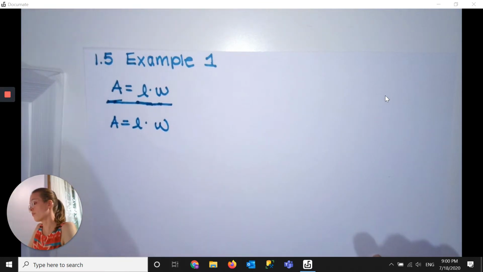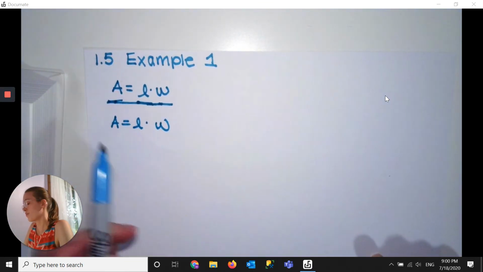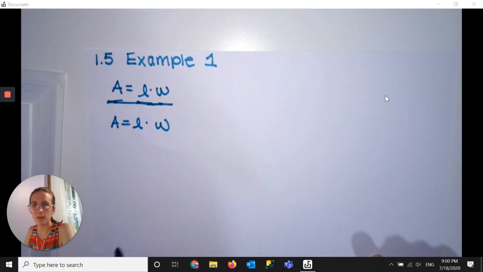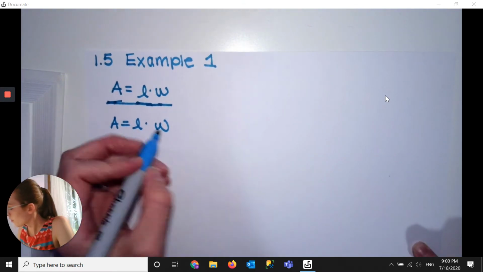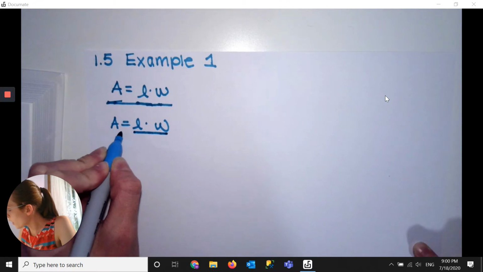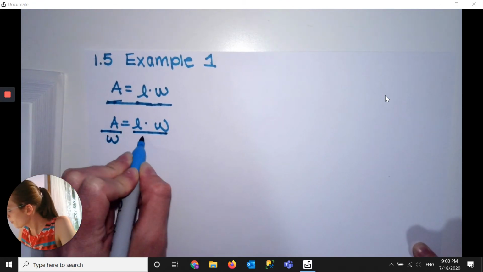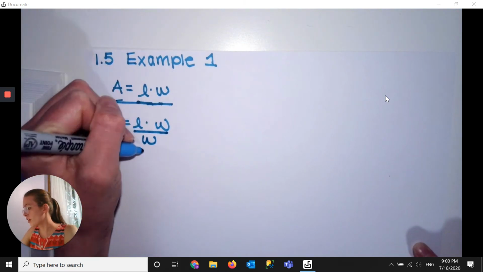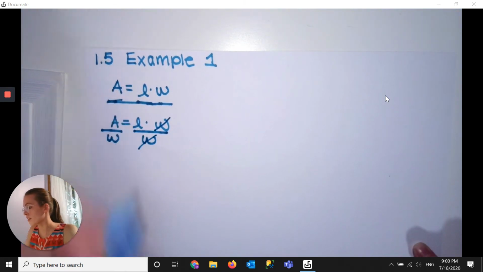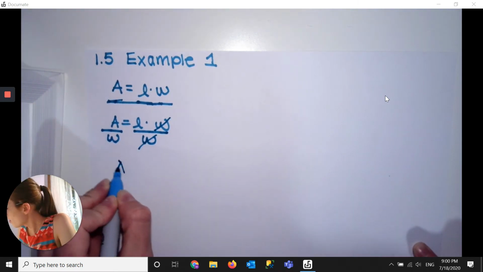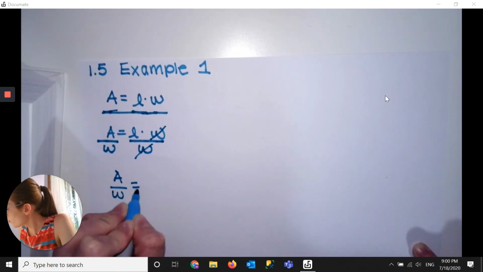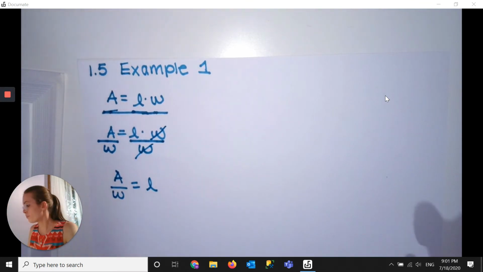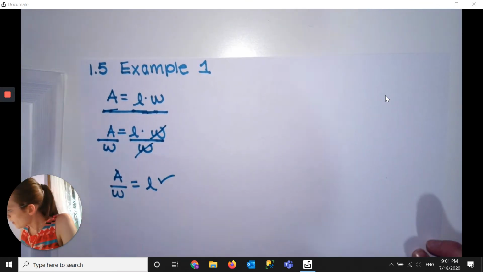So the first way is to think, okay, L is multiplied by W. What's the opposite of multiplication? That's division. So we'll want to divide both sides by W. And we're doing that because W over W, well, that's just 1, so those 2 will cancel. And we'll end up with A over W equals L. And we've solved for L. So that's one way. That's the right answer.